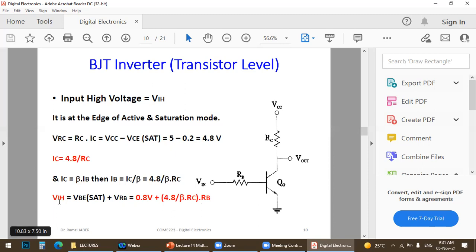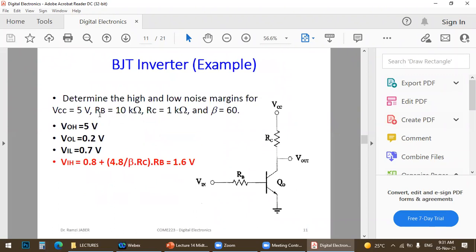So V input high depends on the three parameters: beta of the transistor, the value of resistor B, and the value of resistor C. So if we have RB equal to 10 kilo ohm, RC equal to 1 kilo ohm, and beta equal to 60, then V input high equals 1.6 volt.